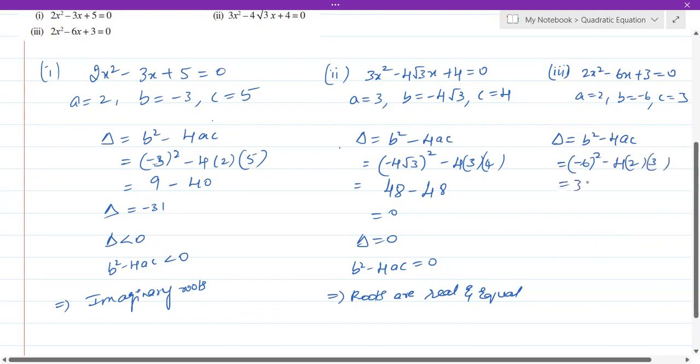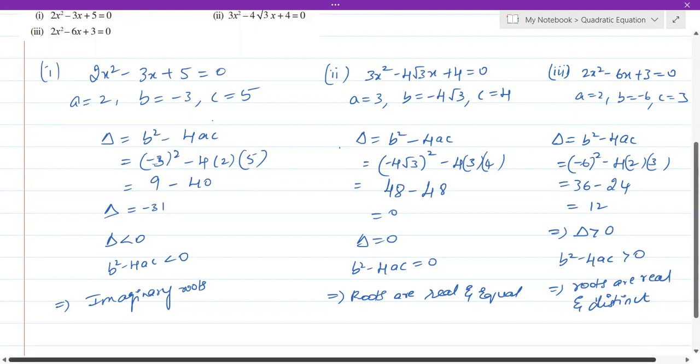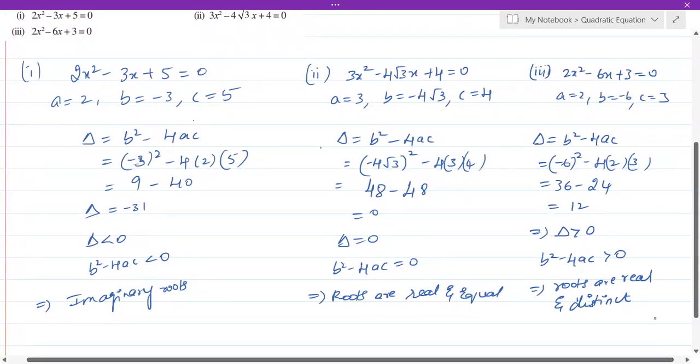So minus 6 the whole square is 36. 4 2s are 8, 8 3s are 24. 36 minus 24 is 12, which implies delta is greater than 0, or b square minus 4ac is greater than 0, which implies roots are real but distinct, isn't it? Real and distinct. So we have got all the three different types: imaginary roots, real and equal roots, and real and distinct roots. Okay. So let's get into the next question.